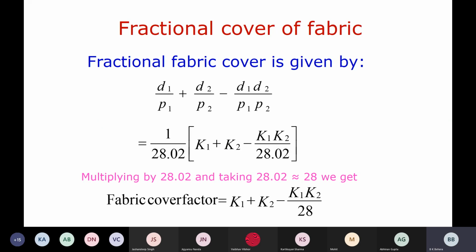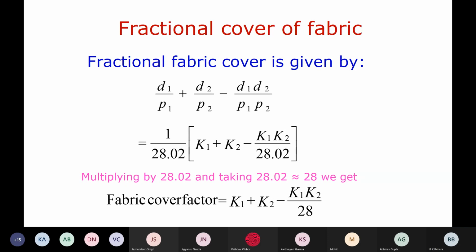Okay, this is coming repeatedly. You can note down this point, although I have already given it to you in tutorial class. Fractional cover means D upon P. This you already know: D upon P is fractional cover, diameter over spacing. So K1 is warp fractional cover, K2 is weft fractional cover. That means K1 is equal to D1 upon P1, K2 is equal to D2 upon P2.